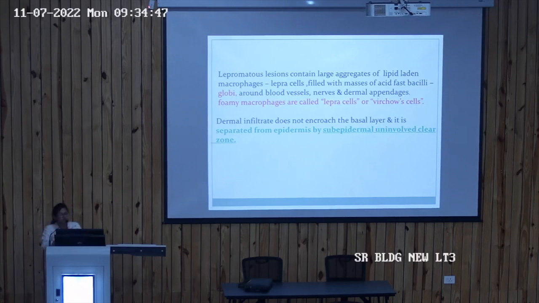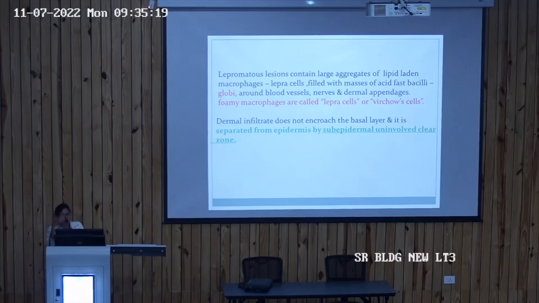So this is the classical picture. You find lepra cells. What happens? The lepromatous lesions contain large aggregates of lipid-laden macrophages, and these foamy macrophages are called lepra cells or Virchow cells. Okay, and they are filled with masses of acid-fast bacilli. That is called globi, like a parallel arrangement of sticks. Okay, I'll show you some pictures now. So you can see globi.